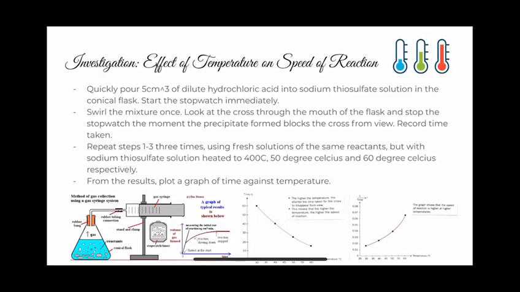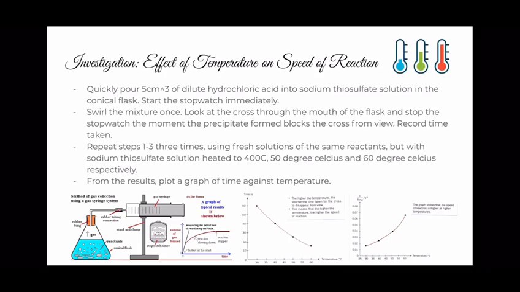The higher the temperature, the shorter the time taken for the cross to disappear from view. This means that the higher the temperature, the higher the speed of reaction. To see more clearly how the speed of reaction varies with the temperature, we can plot the results from our investigation using a different pair of axes.